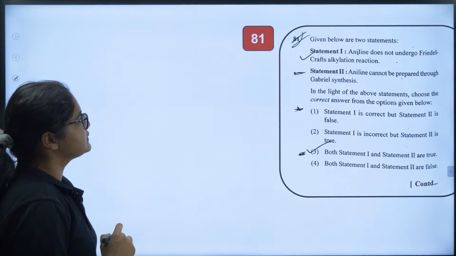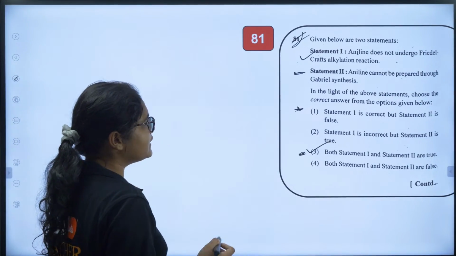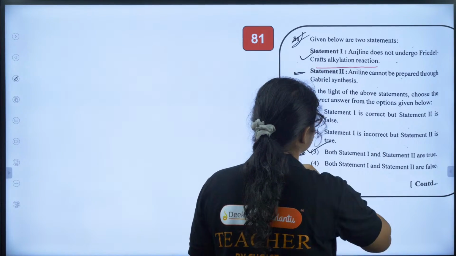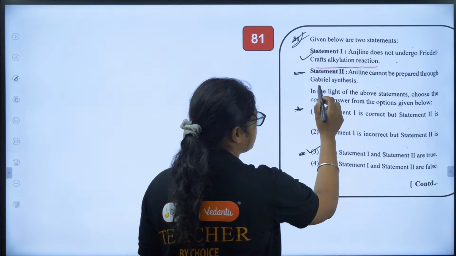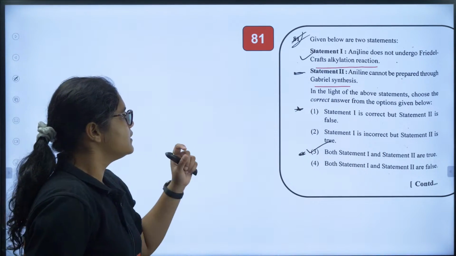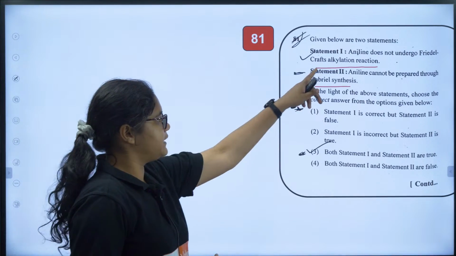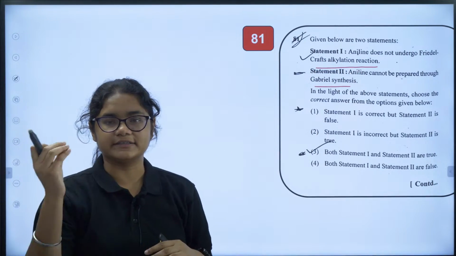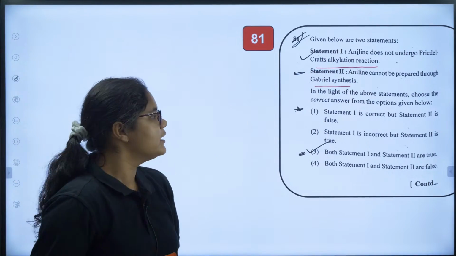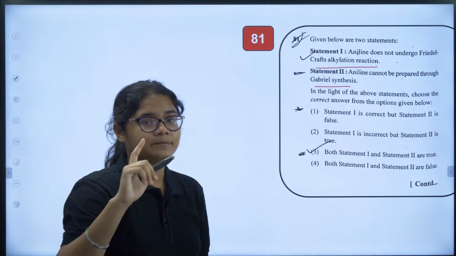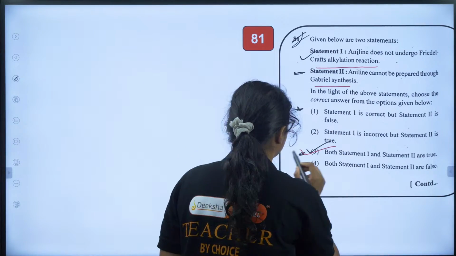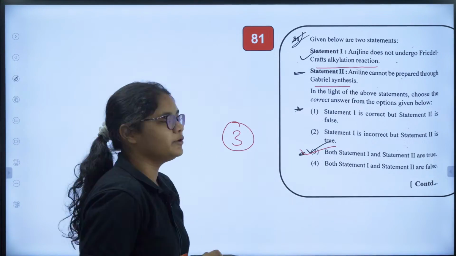Okay, now let us see the next question. Aniline does not undergo Friedel-Crafts alkylation reaction. Aniline cannot be prepared by Gabriel phthalimide synthesis. Both the statements are correct. Why it doesn't undergo Friedel-Crafts alkylation reaction is due to the presence of Lewis acid. And for this one, we can only synthesize primary amine. So both the statements are correct. The correct answer for this question will be option number 3.